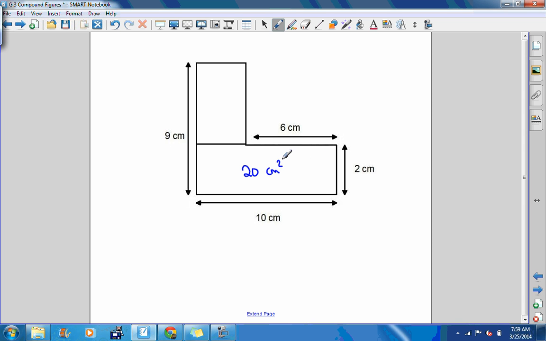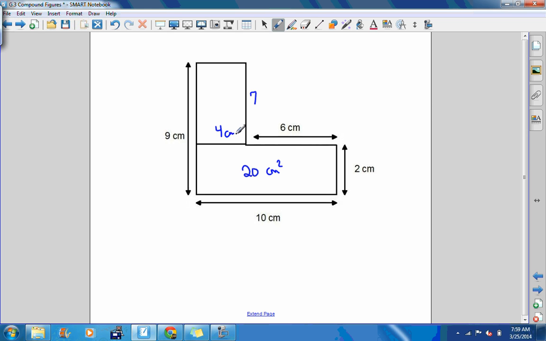That one's not too bad. But this top one, it's a little bit tricky. We need to figure out what this length is here. Well, I know that this whole length on the bottom is 10, and this length here is 6. Therefore, this has to be 4, because 4 plus 6 has to be equal to 10 on the bottom. And with the same idea, this whole length here is 9, and this length here is 2. Therefore, this has to be 7, because 7 plus 2 equals 9.